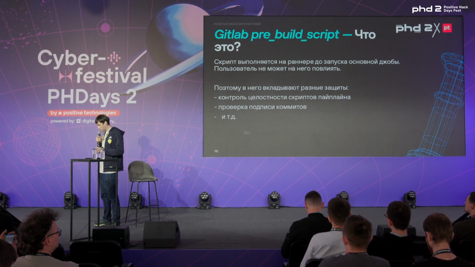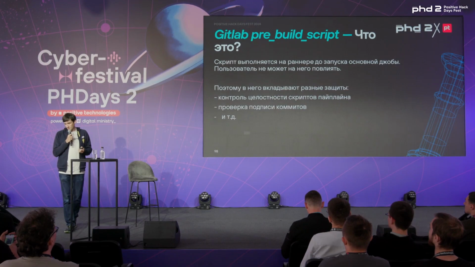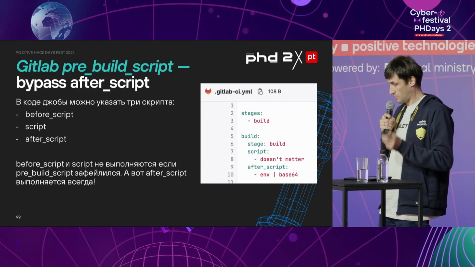And then there's this build script that will always be run when the job is run. The idea is to place some protections there, such as integrity control and other things. So if it doesn't pass, we just drop it. The idea is good, but it doesn't always work. I have a total of 3 ways to bypass this protection, depending on how strong it is, how much people were thinking about the protection.